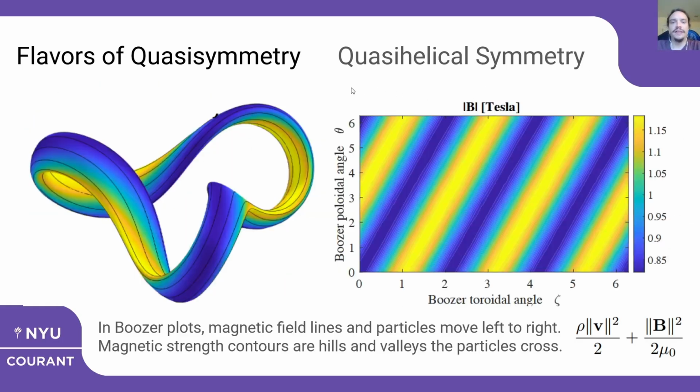Okay, finally we have quasi-helical symmetry. This is when, in the Boozer plot, the magnetic field contours are not going left to right or up and down, they're going diagonally. Still, when a particle travels from left to right, it has to go up and down these humps. But quasi-helical stellarators are much more common because there are so many different options for how to build them. So quasi-axisymmetric, as we saw at the start, and quasi-helical stellarators are the most common ones.